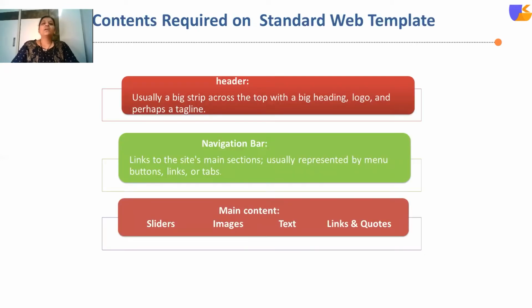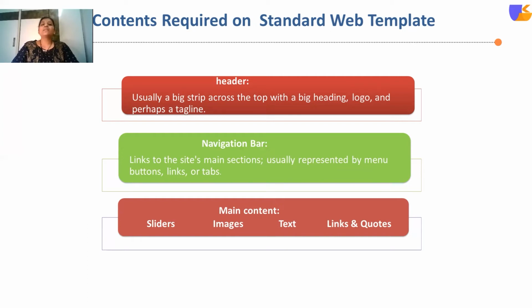Now, what are the contents required on any standard web development? There are so many web development templates available in the market, but a standard is fixed. That is, your web pages or your web template will be considered as these three areas. The very first area is the header, the second area is the navigation bar, and the third is the main contents which you are adding into your website.